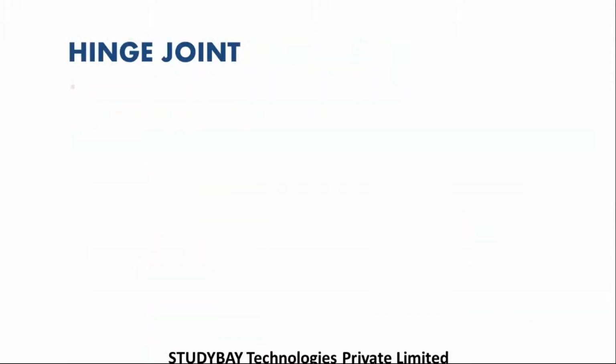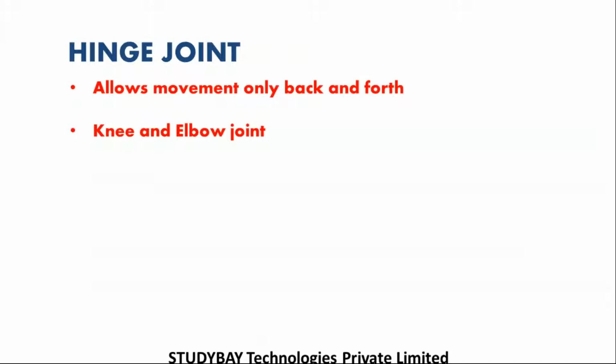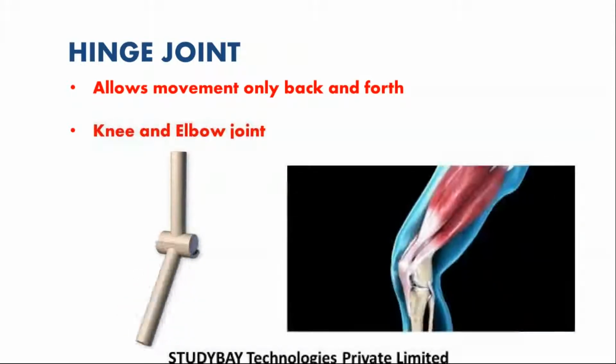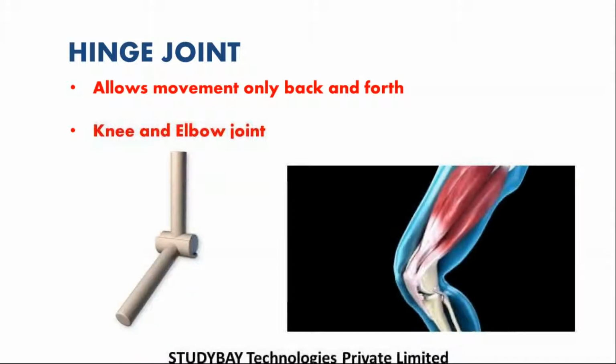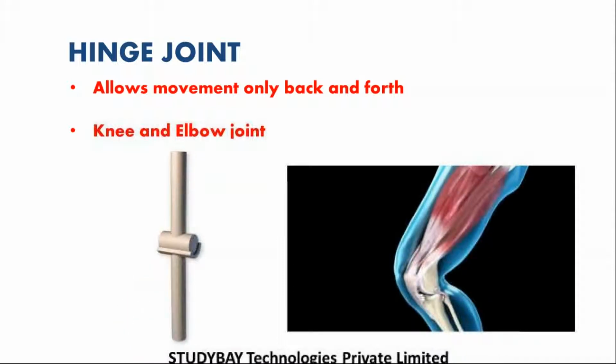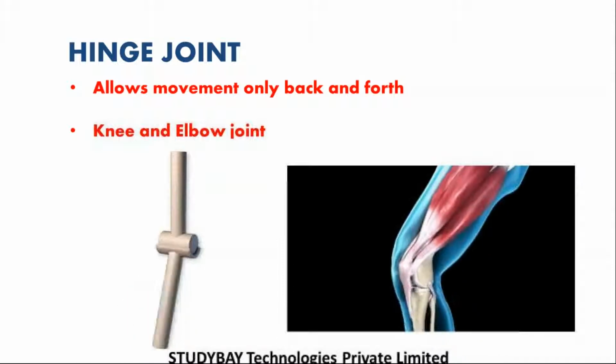Then we have a hinge joint. This allows movement only back and forth, and the examples are the knee and elbow joint. So this is how the hinge joint looks, and this is our knee. You can see here that it is allowed to move only in a certain direction.